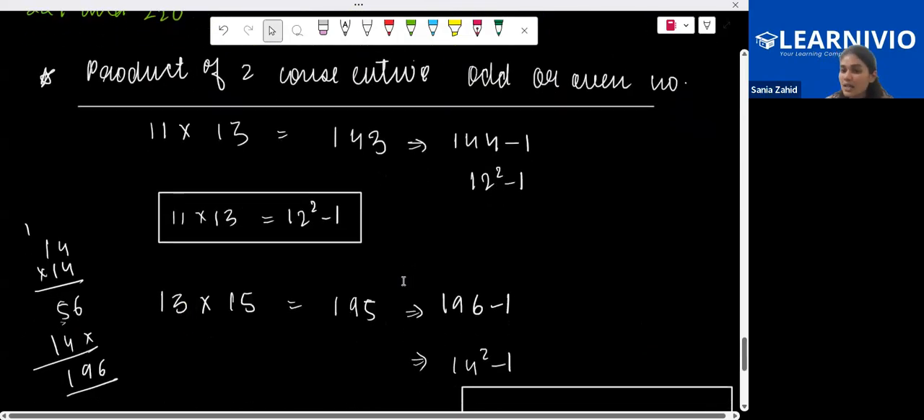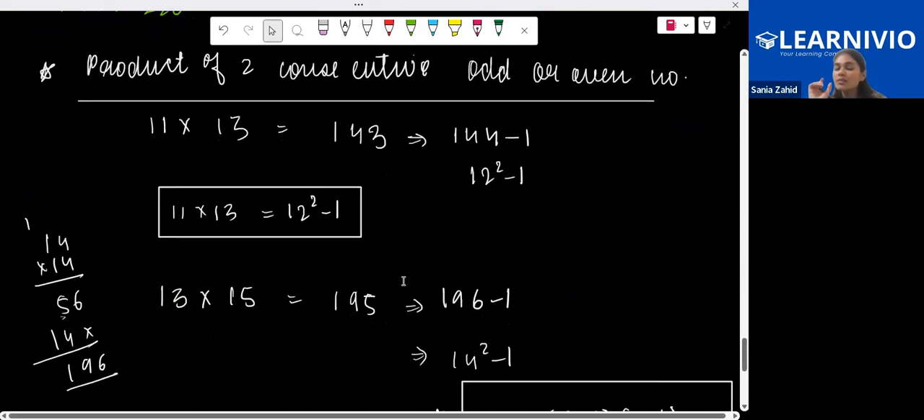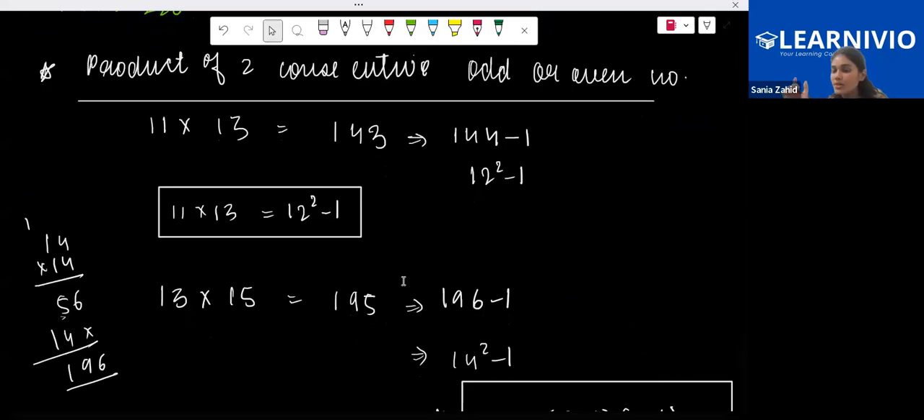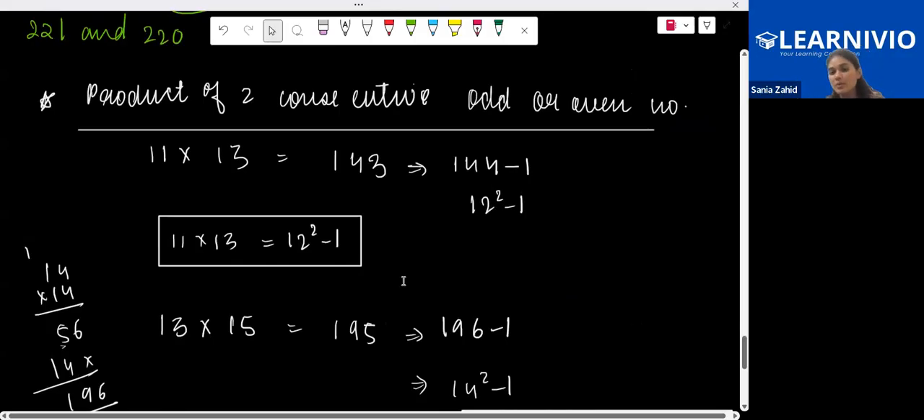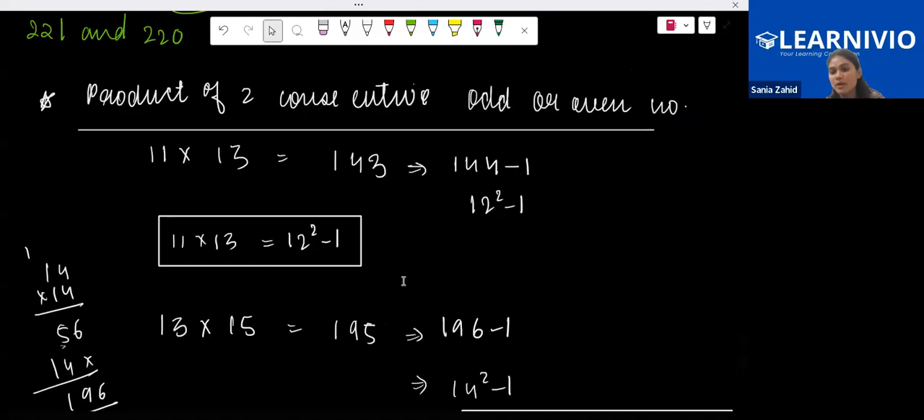Then we finally came to the last pattern, which is that the product of any two consecutive odd numbers or consecutive even numbers is always equal to the middle number square minus 1. So if I have 11 into 13, which number are we skipping? 12. So 12 square minus 1. If I have 13 into 15, my answer will be 14 square minus 1.